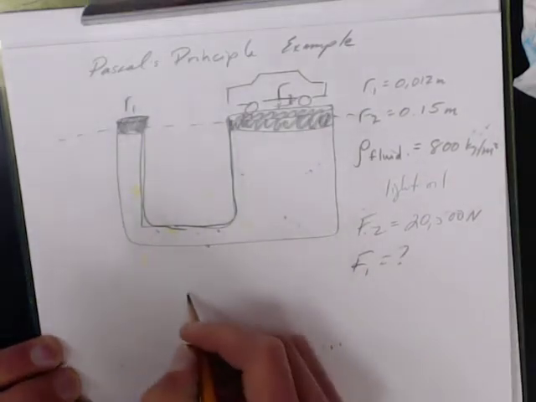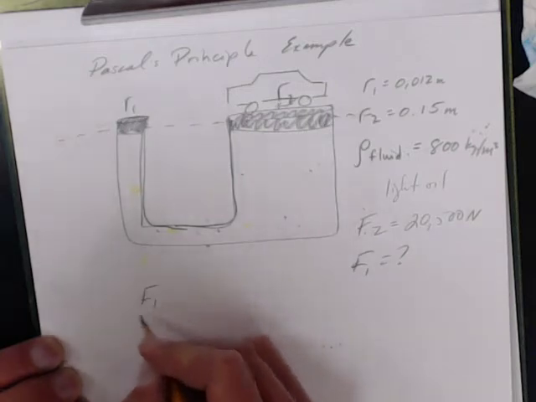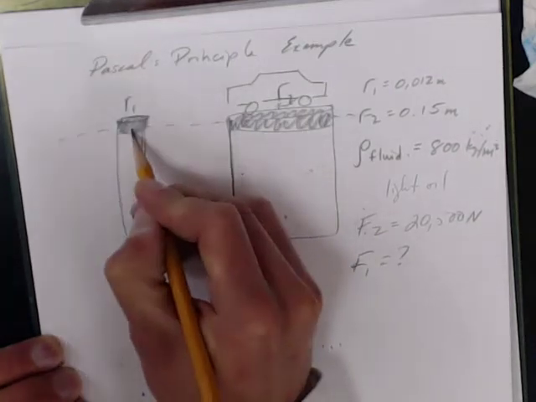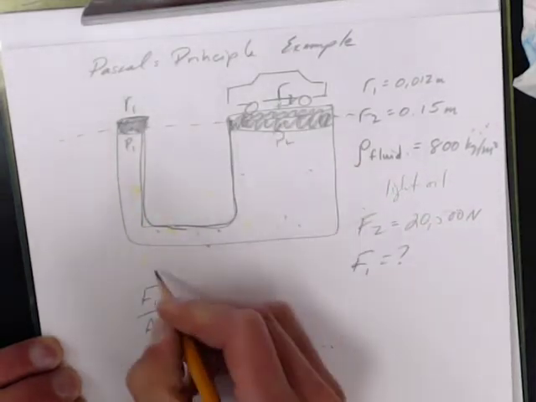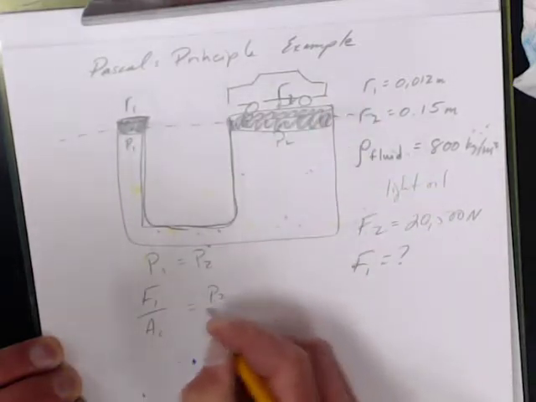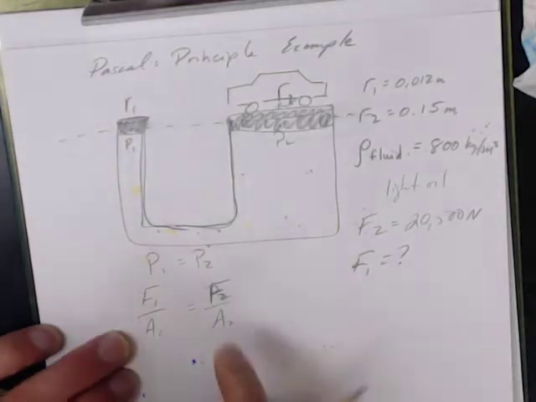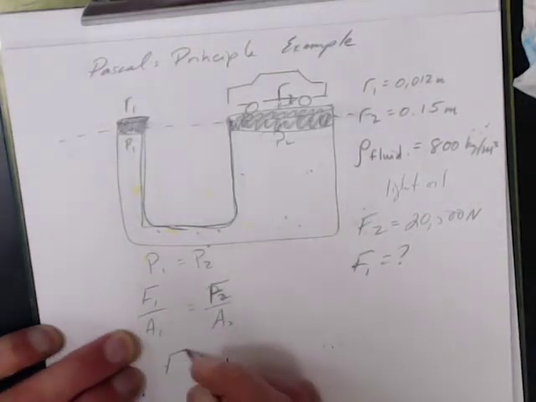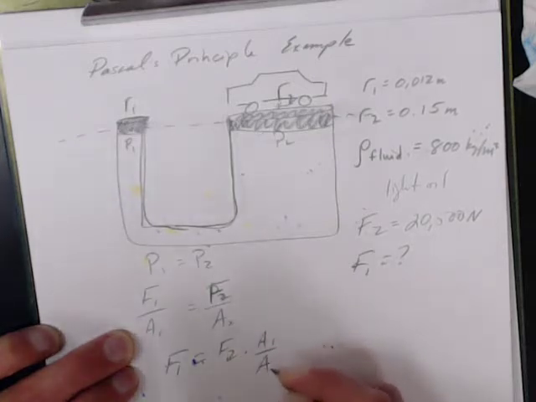Well, let's go back to our equation from earlier. These two pressures, here's pressure 1 and here's pressure 2. So pressure 1 has to equal pressure 2 because they're at the same height. So F1 over A1 equals force 2 over A2. So what does force 1 equal? Force 1 equals force 2 times A1 over A2.